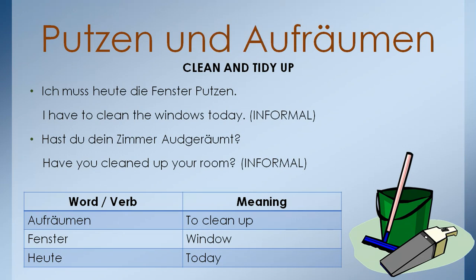The third one is Putzen und Aufräumen. Here, Aufräumen is a trennbares verb. So, see how I have put it in. Ich muss heute die Fenster putzen. I have to clean the windows today. Hast du dein Zimmer aufgeräumt? Have you cleaned your room?